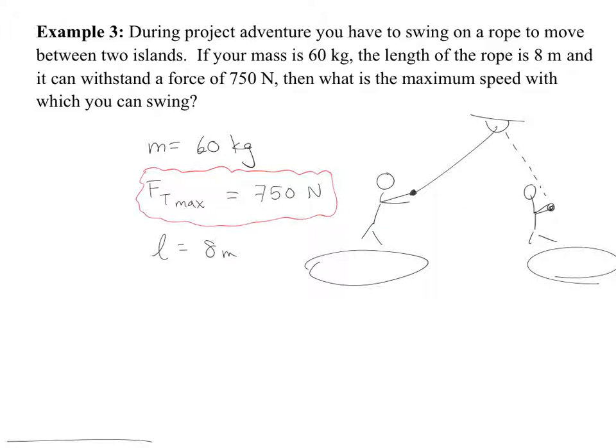So we're trying to figure out what is the maximum speed allowable. So we should look at the bottom because that's where we're going to have the most velocity. When will this rope break? When it has the most velocity. When is that? At the bottom of the path. So let's investigate the scenario at the bottom here.